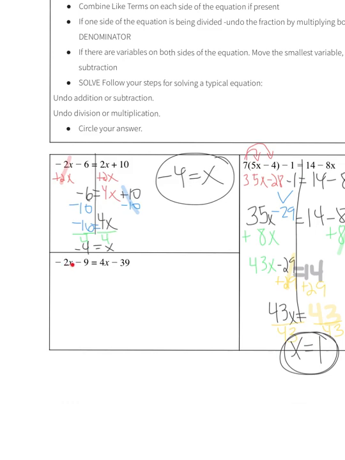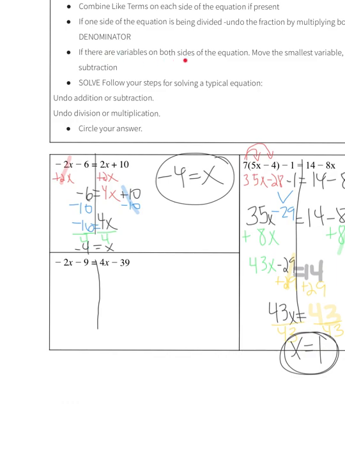We have negative 2x minus 9 is equal to 4x minus 39. My first step is to draw a line down the center so that I have my two sides of the equation separated. Next, I check for distribution, nothing to distribute. Following that, I check for like terms, no like terms on this side, and no like terms on this side. So now I move on and check, is this entire side of the equation being divided? Nope. Is this entire side of the equation being divided? Nope. So I can move on from that step, and now I'm here.